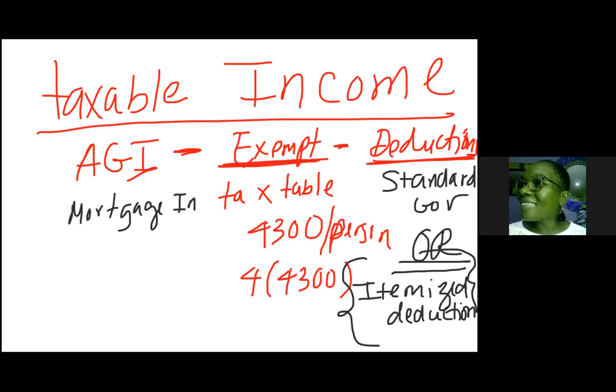Mortgage interest, that's number one, guys. That's what causes you to itemize. Next, we have property taxes. Property taxes on the home that you live in, property taxes on the home that you rent, property taxes on your vacation home, property taxes on your land, pieces of land that you own. All of those you can claim on the tax return.